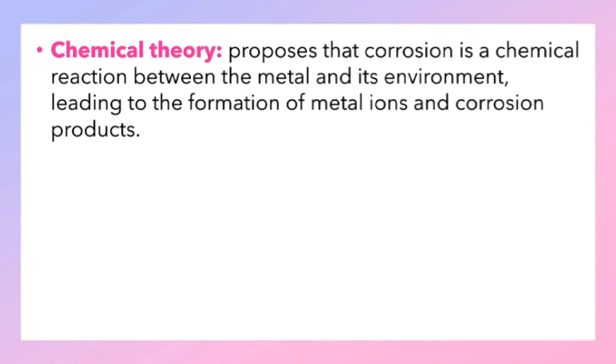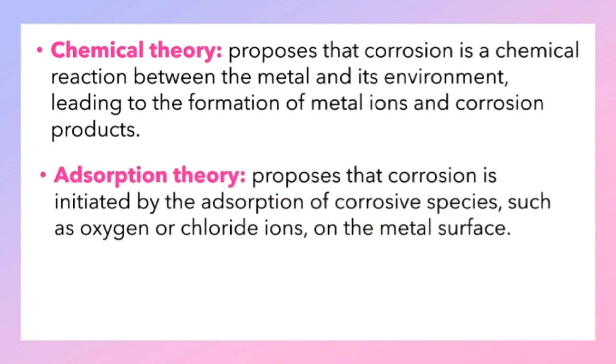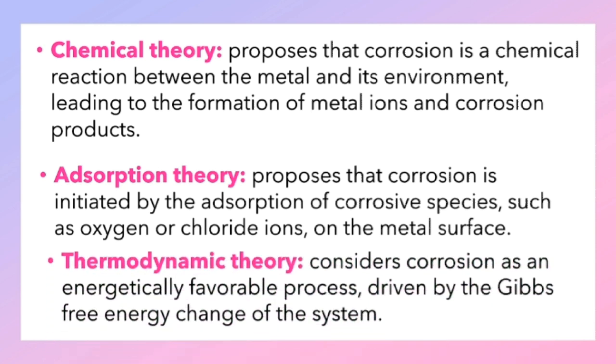The second one is the chemical theory. Chemical theory proposes that corrosion is a chemical reaction between the metal and its environment, leading to the formation of metal ions and corrosion products. So this is the chemical theory, which tells us that a chemical reaction takes place during the corrosion process or rusting of iron. The third one is the adsorption theory, which proposes that corrosion is initiated by the adsorption of corrosive species such as oxygen or chlorine.